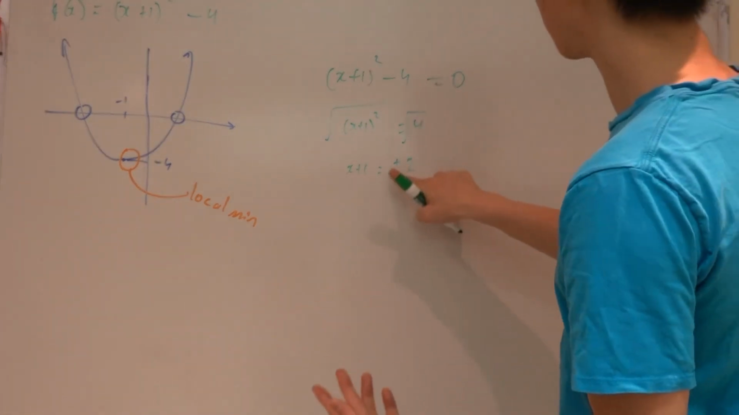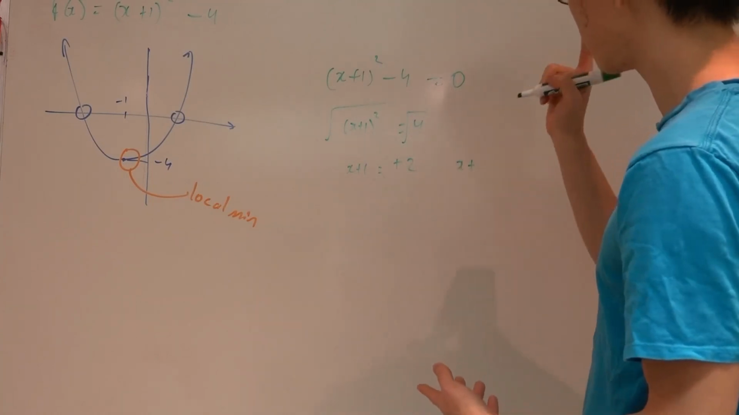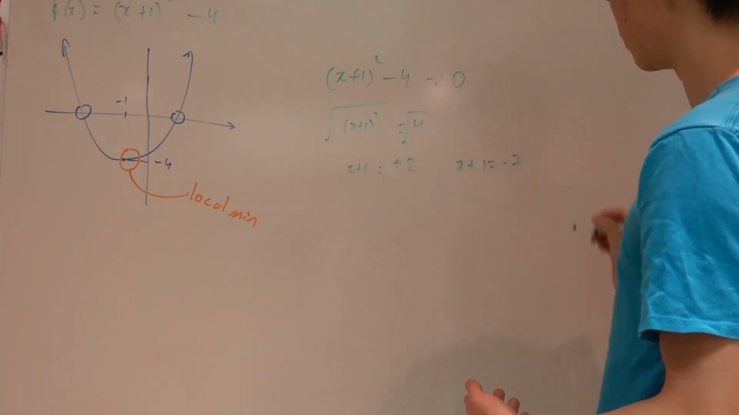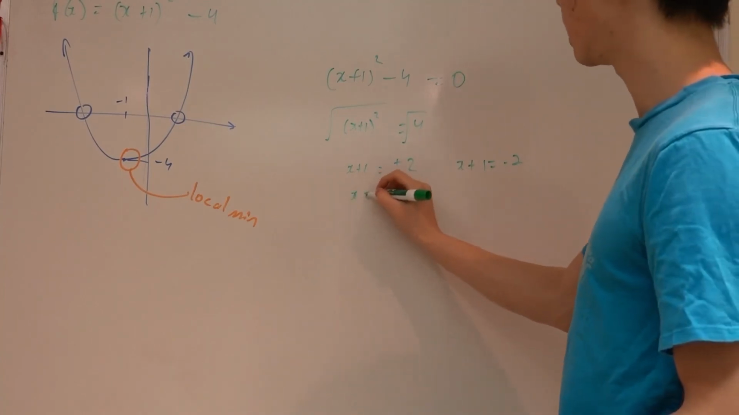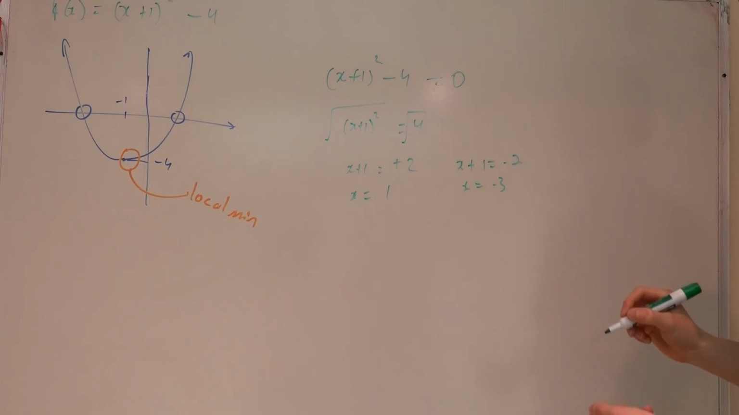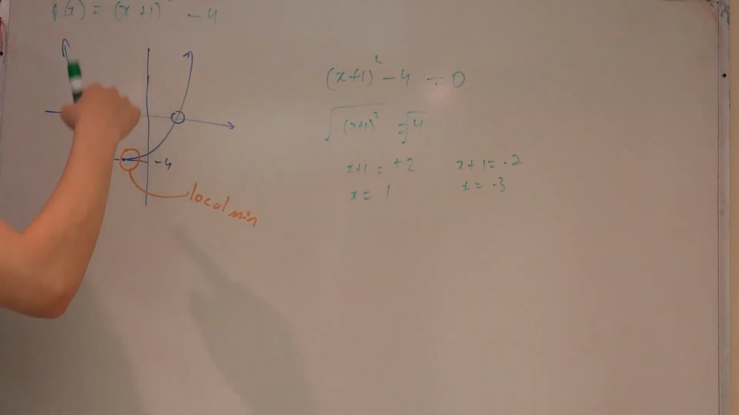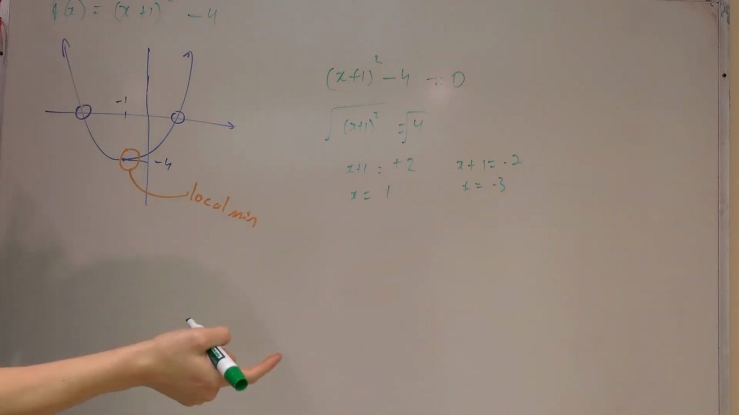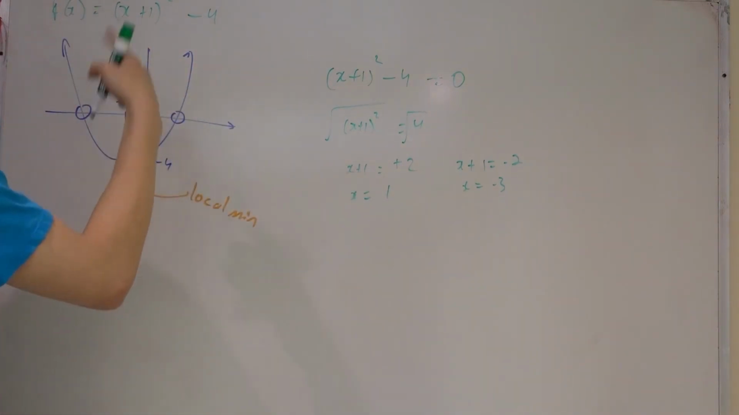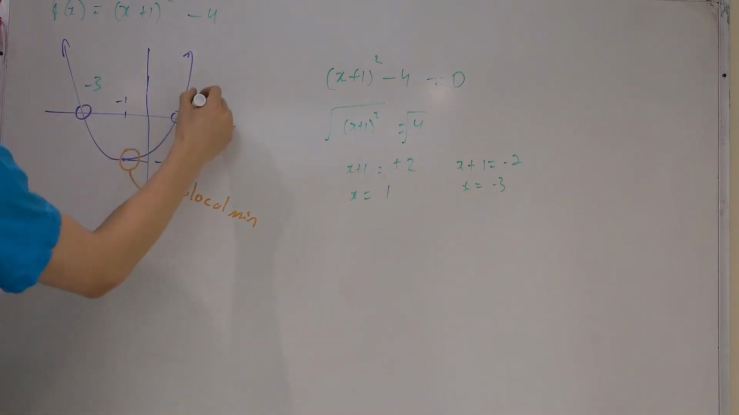So let's split this up into 2 cases. x + 1 is equal to 2, and x + 1 is equal to -2. In this case, we get x is equal to 1, and in this case, we get x is equal to -3. Just quickly checking, if you plug in -3 in here, you get 4 minus 4, which is 0. If you plug a 1 into here, you get, again, 4 minus 4, which is 0. So this point here is -3, and this point here is 1.